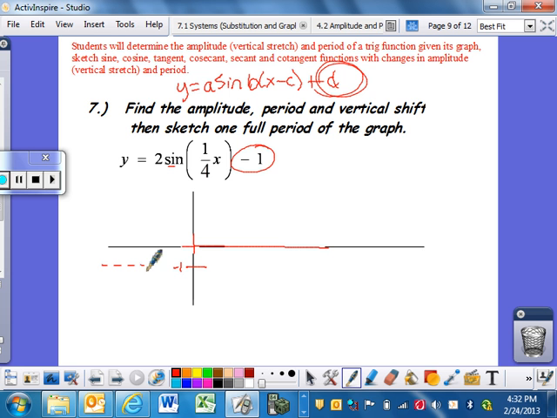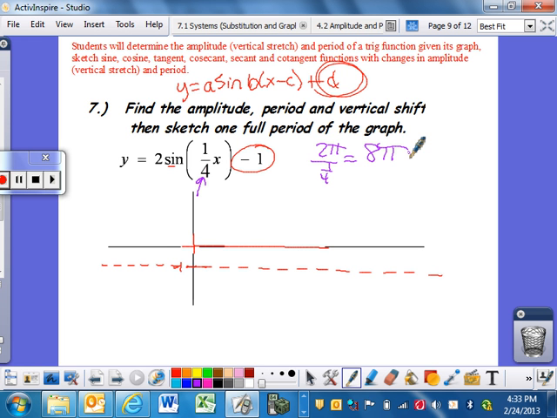-1 becomes my new starting spot. Okay? And that will cure my vertical shift, and then I can forget about it. Why is this helpful? Here's what we're going to do. My period this time, now sine, is 2 pi over 1/4. So it ends up being, what, 8 pi? So we're going to go 8 pi units long.